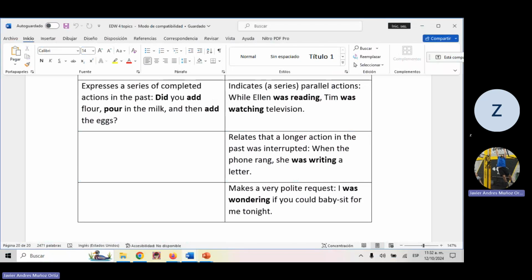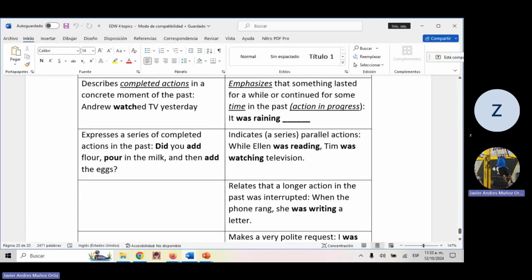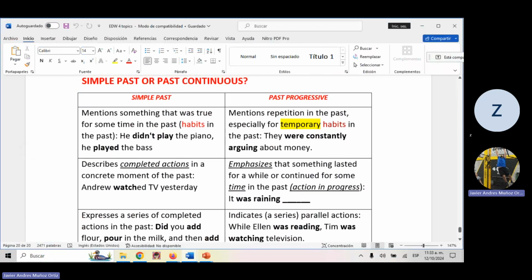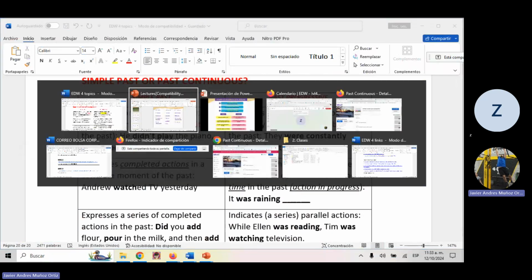And finally, past continuous is used to make polite requests. To do that, we need the word wondering. I was wondering, they were wondering, we were wondering if we could use, if you could rent us your swimming pool. Let's suppose that. Because we're asking you to do something for us in a very polite way. So this is why we use simple past tense and past progressive tense. This is the difference between these two tenses.